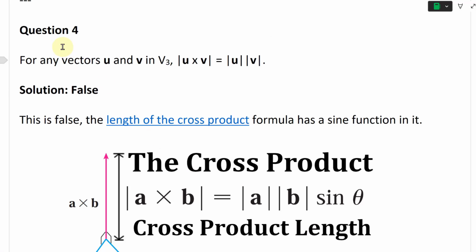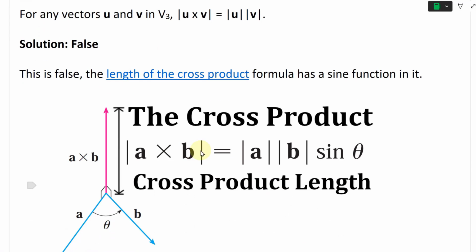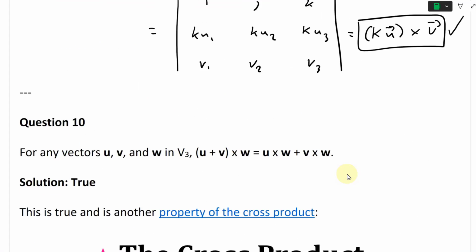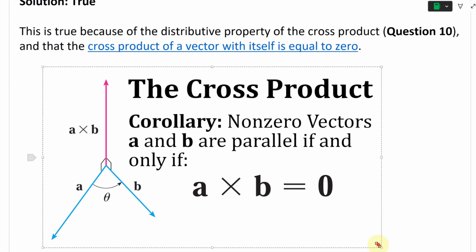And we can here quickly teleport to question 4 where we showed the length of the cross product. Yeah, there's a sine there. So if sine is 0, then the whole thing, the length, is going to be 0. And so we just get a 0 vector there. Alright, so this is what we have here.